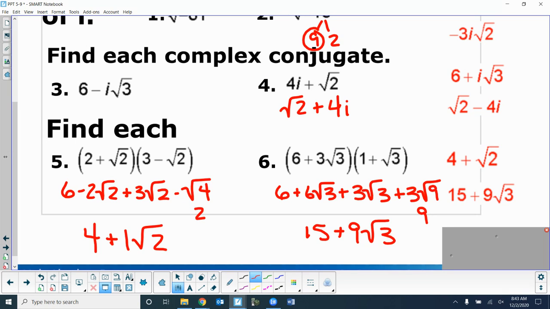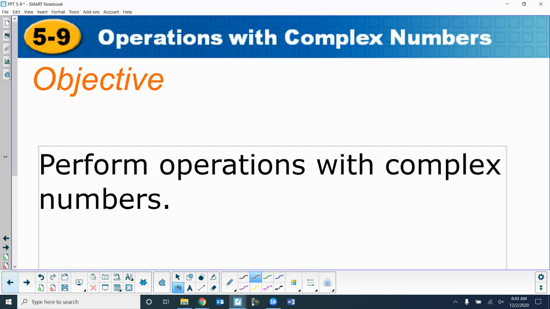All right, so today, like I said, we are going to work with some complex numbers. We're going to add, subtract, and multiply with complex numbers. And we'll see if we might be able to get to division, I don't know.